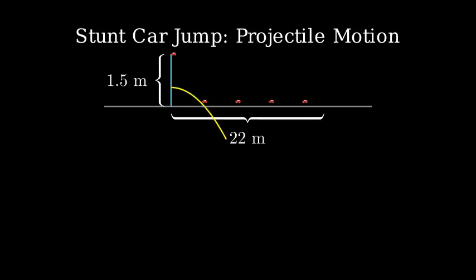When our stunt car launches horizontally, it follows a parabolic path. We can analyze this motion by breaking it into horizontal and vertical components. The horizontal motion continues at constant velocity, while the vertical motion is affected by gravity. For the vertical motion, we use the equation y = y0 + vy0 t + 1/2 a t².